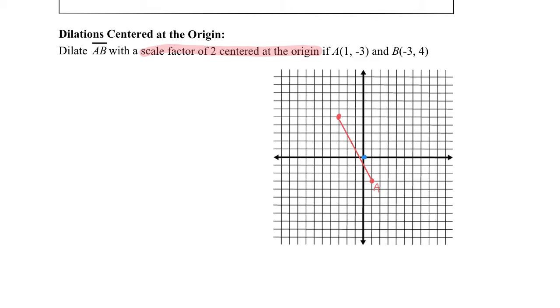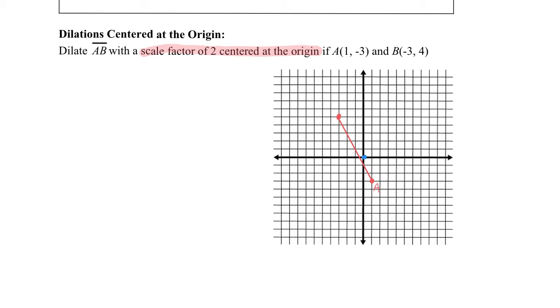So we're going to multiply the distance between the center and each of these endpoints. Well, the nice thing about an origin is the coordinates are actually the distances. So when you're talking about the origin, A is 1 unit to the right and 3 units down, and B is 3 units to the left and 4 units up. And we're just going to multiply those by the scale factor. So when the center is at the origin, these are actually fairly straightforward.